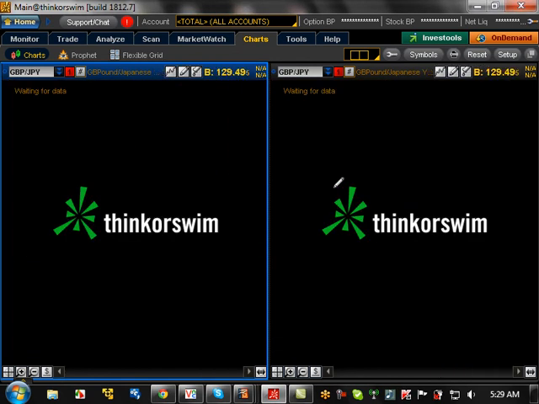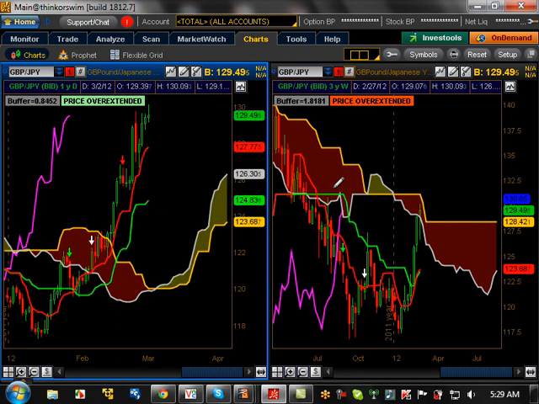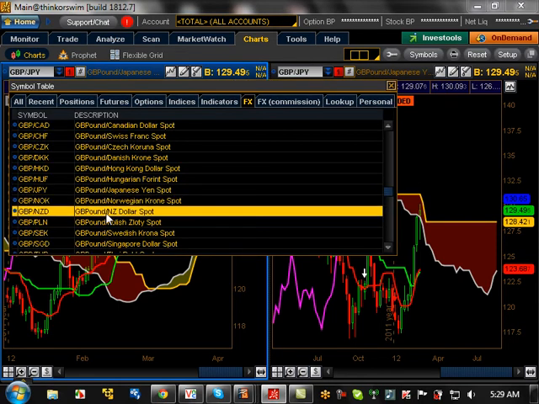Pound yen, nothing going on here as far as the weekly is concerned. Just looks like a major pullback right now. As far as the daily is concerned, it's basically a bullish trend right now, but it is overextended, as you can see from here. Major resistance level is going to be around 131, believe it or not, which is approaching fast.